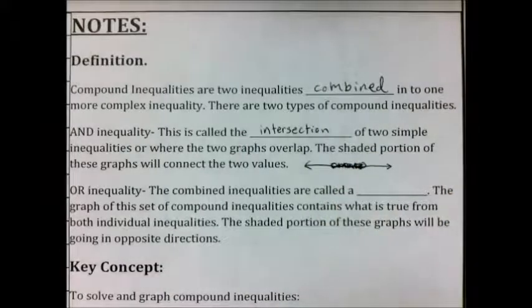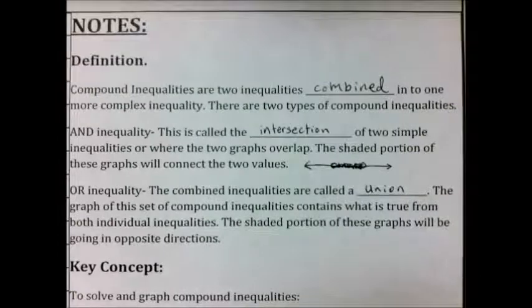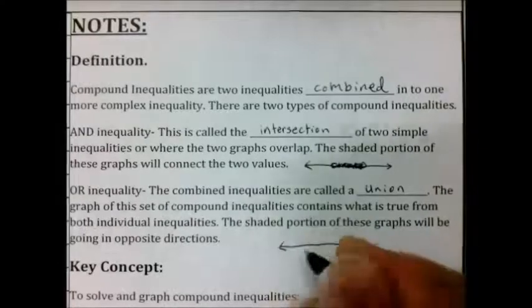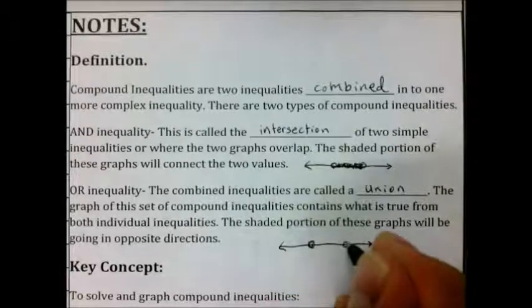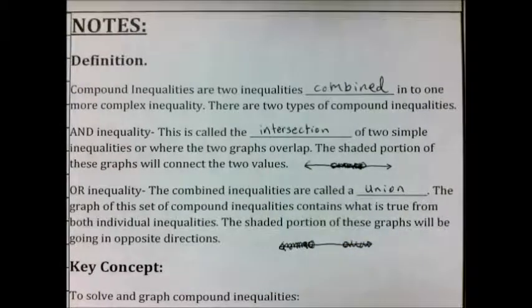Now there's also an or inequality, and the combined inequalities are called a union. They join together in holy matrimony. The graph of this set of compound inequalities contains what is true from both individual inequalities, and the shaded portion of these graphs will be going in opposite directions. So what this looks like, a union inequality or an or inequality, is if we had a point here, they join together to go in opposite directions, but they're saying both of these are going to be true. It's called a union inequality.